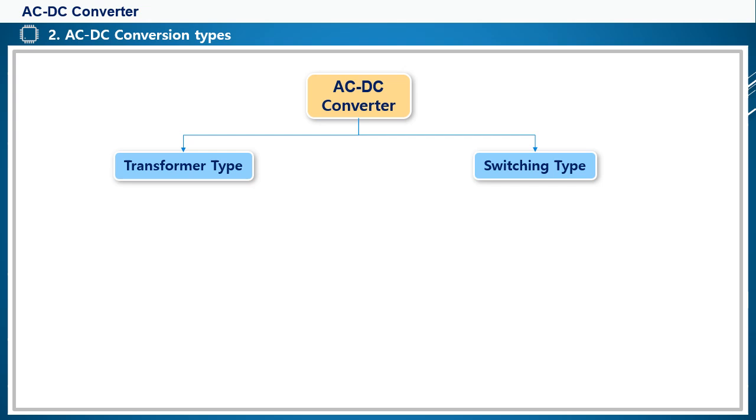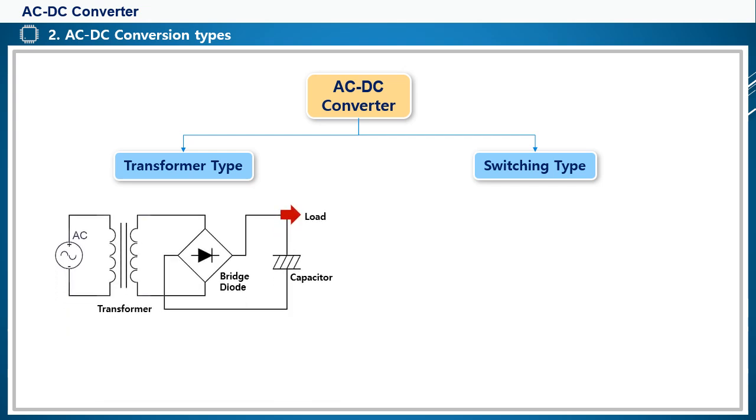AC-DC conversion circuits that convert alternating current to direct current are of two types: transformer type and switching type. The transformer type generates the required output DC voltage with a simple configuration of a transformer for AC input step-down, a bridge diode, and a smoothing capacitor. This transformer type is a traditional AC-DC conversion circuit that was widely used before the switching type was introduced.